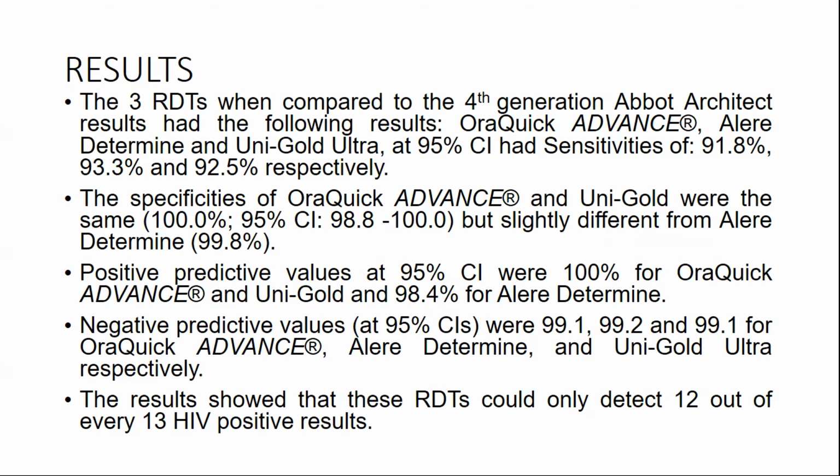The positive predictive values at 95% confidence interval were 100% for OraQuick Advance and Unigold and 98.4% for Alere Determine. Negative predictive values at 95% confidence interval were 99.1, 99.2, and 99.1 for OraQuick Advance, Alere Determine, and Unigold respectively.